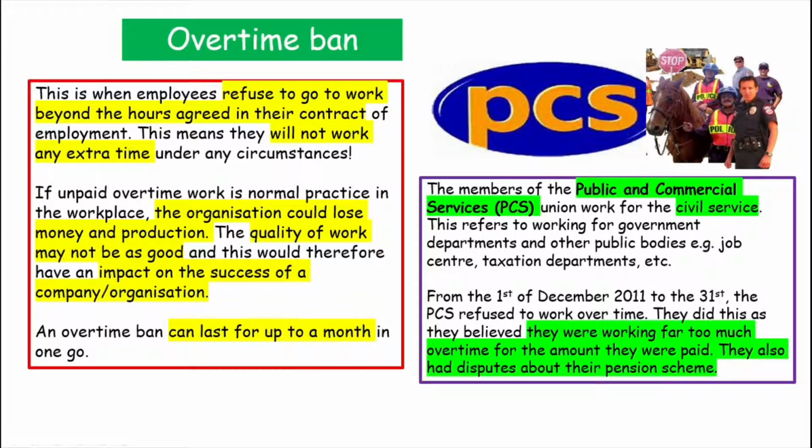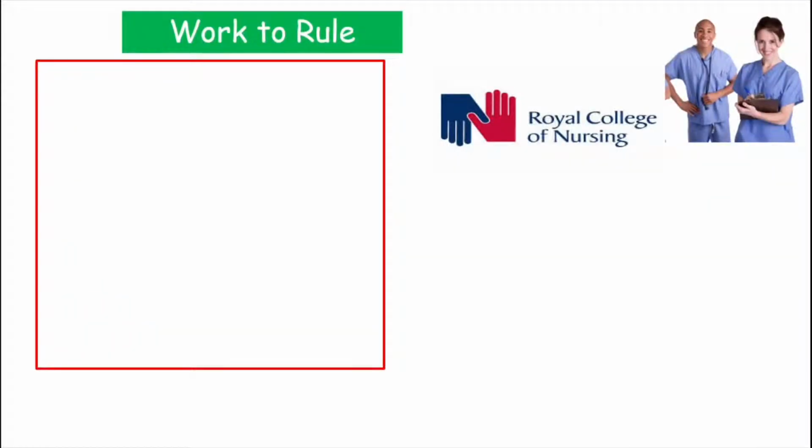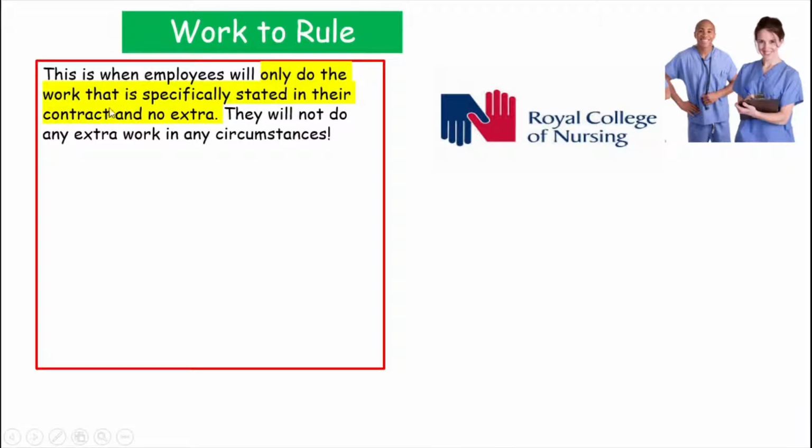They also had disputes about their pension scheme. The final example that we're going to look at is work to rule. This is when employees will only do the work that is specifically stated in their contract and no extra. They will not do any extra work under any circumstances.